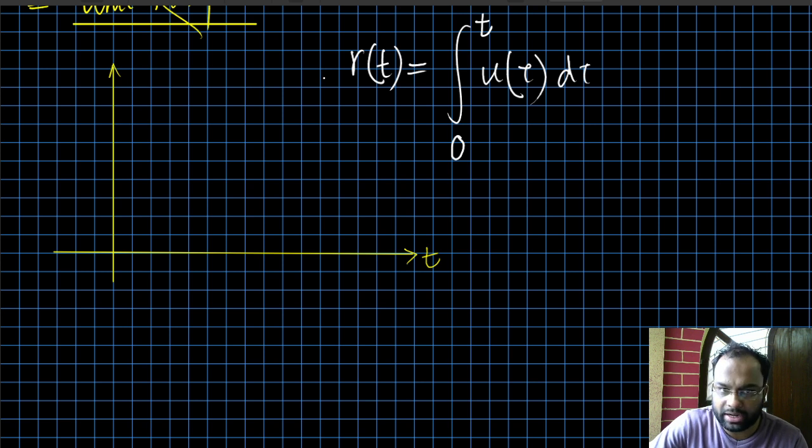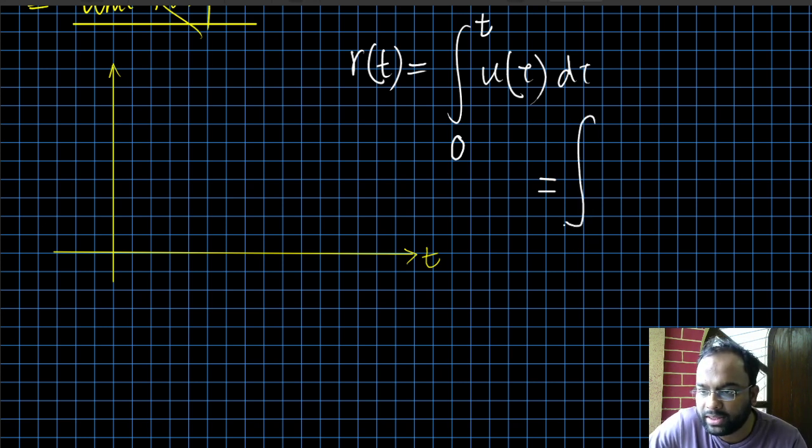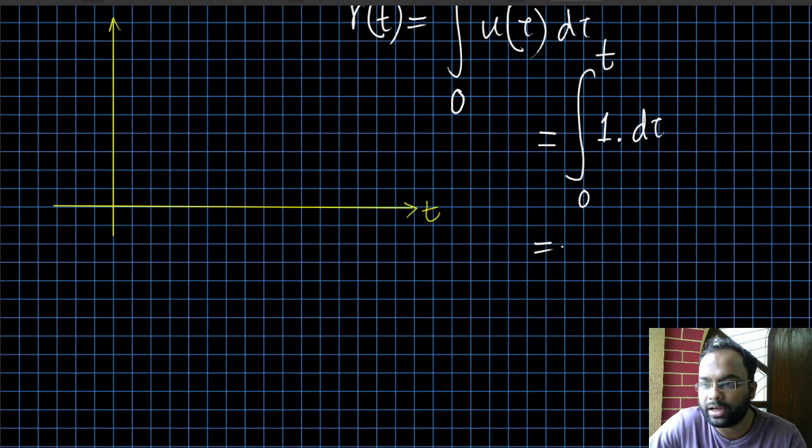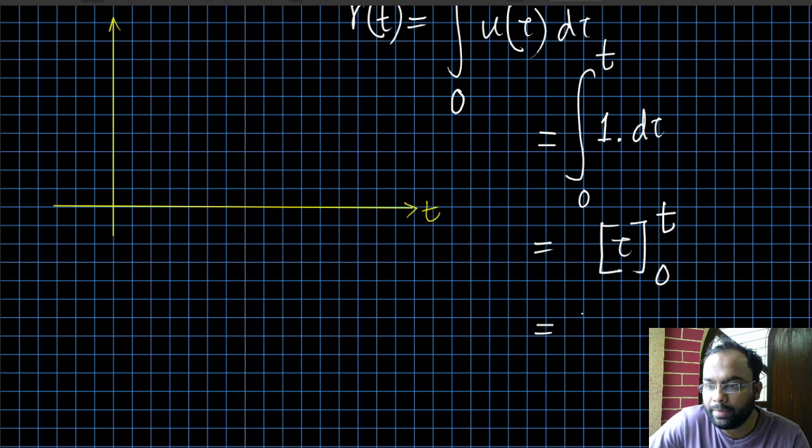I don't think it's difficult to understand. If we integrate this, what are we going to see? Within these limits, 0 to t, what is the value of u(tau)? That's a unit step, which has a value of 1. So I have the integral of 1 d tau, and if I do the integration, that results in tau, evaluated from 0 to t, and the result would be t.